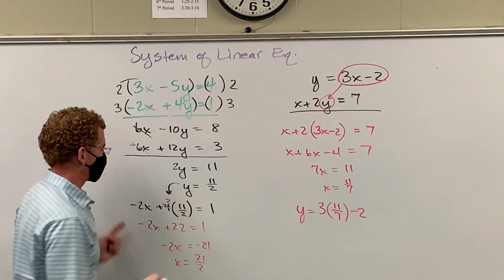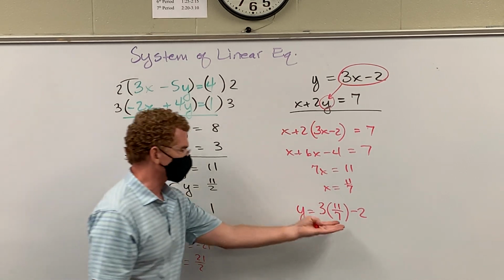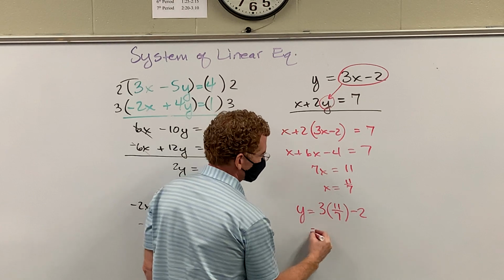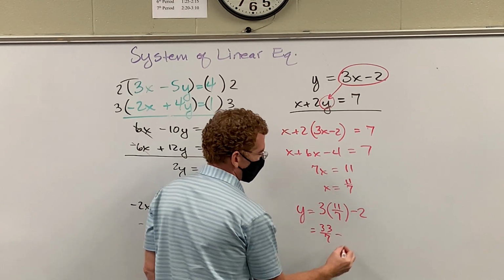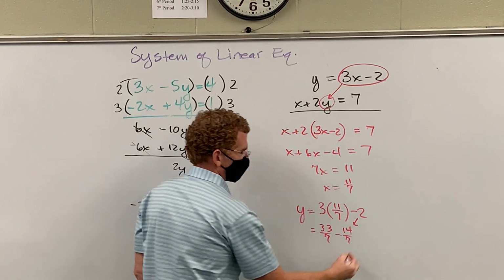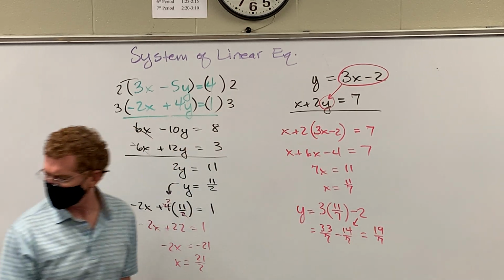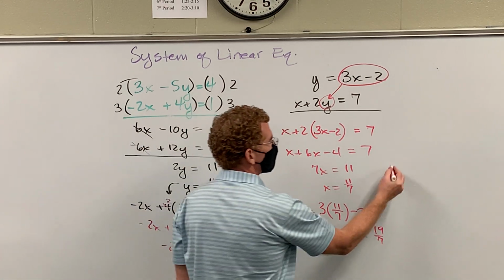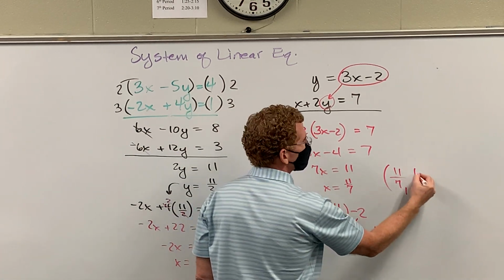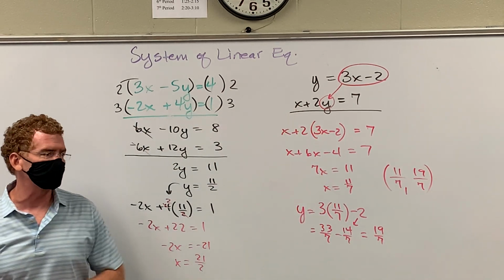Whereas over here, when you plugged it back in, you had to do some math and move it over and divide. Here, it's right there. So you end up with 33/7 minus, and if I find a common denominator, 14/7 ends up giving me 19/7. So my solution is 11/7, 19/7.